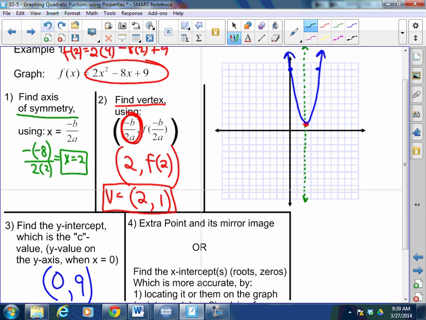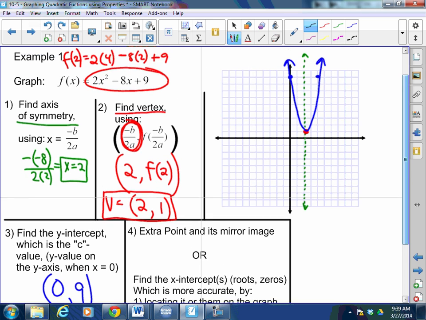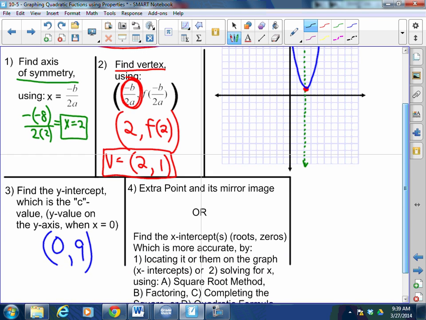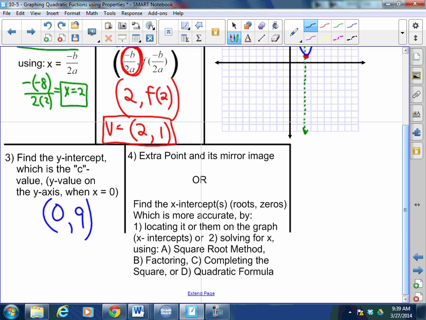Now, step number 4. We did not need step number 4 for this one, and I'm going to explain to you why in a second. But step number 4 is very important. Step number 4 is extra point and its mirror image, or find the x-intercepts. Aren't those the solutions of the quadratic functions? Haven't we talked about that at least 50 times? That's when we factor, when we complete the square, when we use the quadratic formula. Are we finding the x value when y is 0?